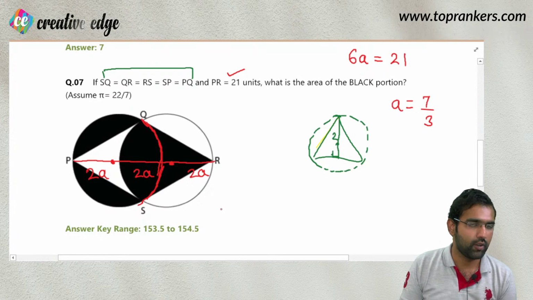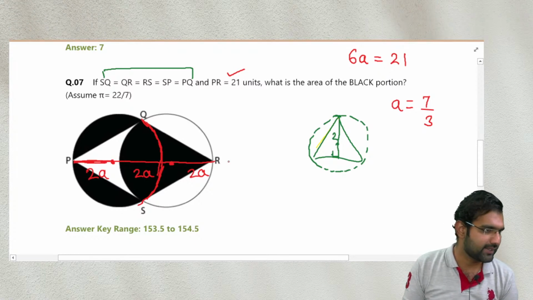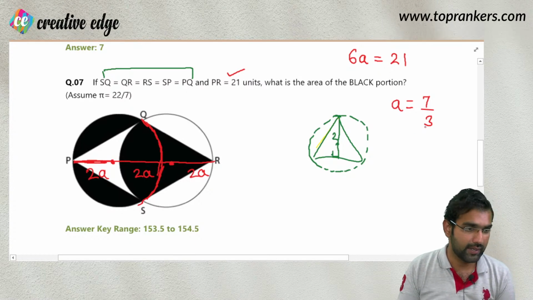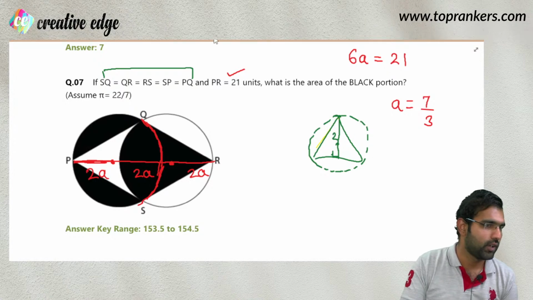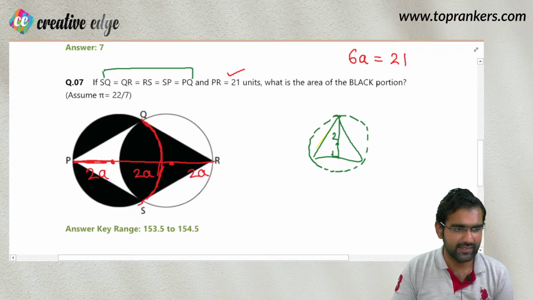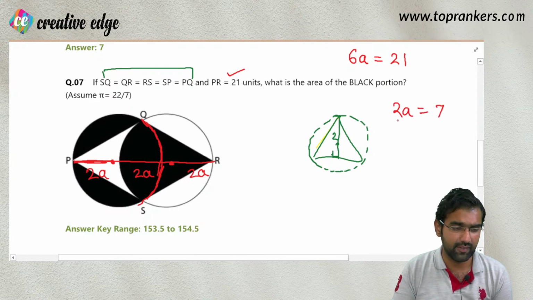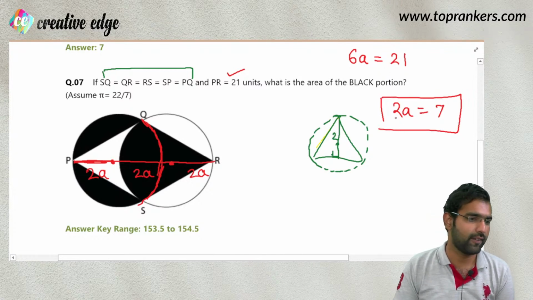Once you've gotten the value of a, which is 7 upon 3, shouldn't we keep it 2a, because I will be needing basically the radius, and this a is half of the radius. So I should keep it as 2a, so I'll just divide it by 3. So shall I write this 6a, or shall I simply divide both the sides by 3? When you divide both the sides by 3, 3 cancels 6, makes it 2a, and on the right hand side when 3 cancels 21, it should be 7. So this is 2a, which is 7. So the radius of the circle we have gotten is 7.